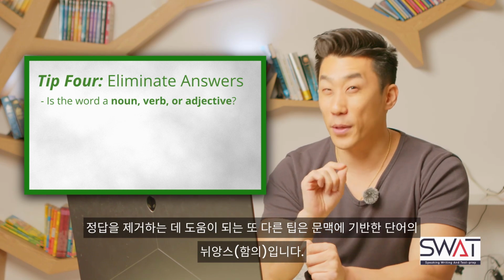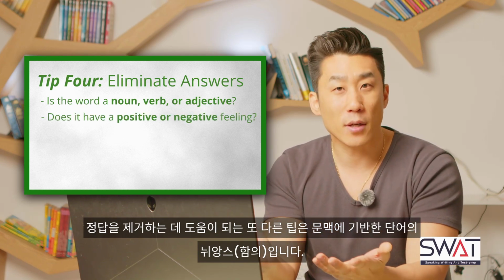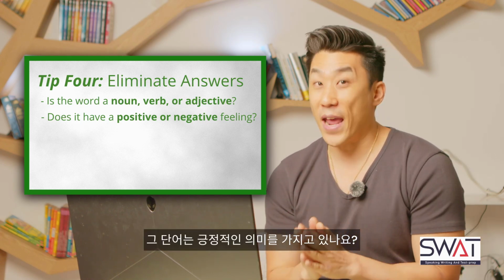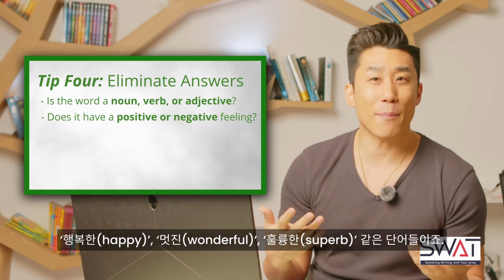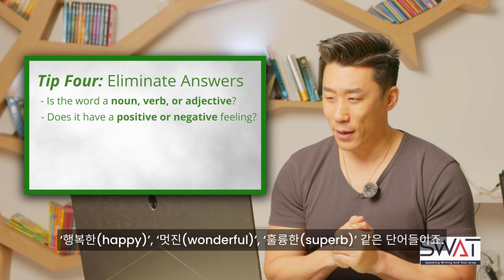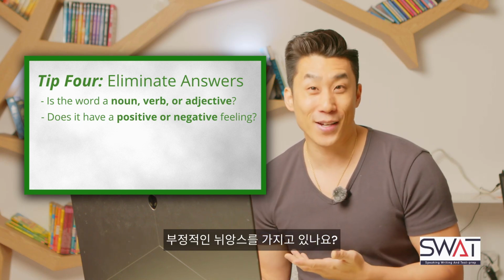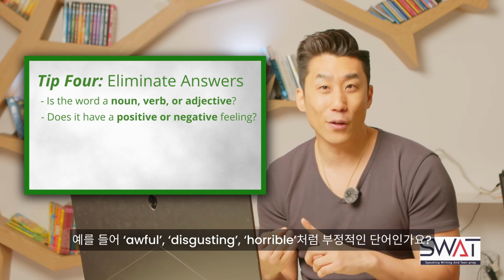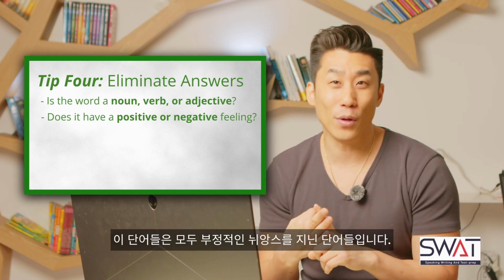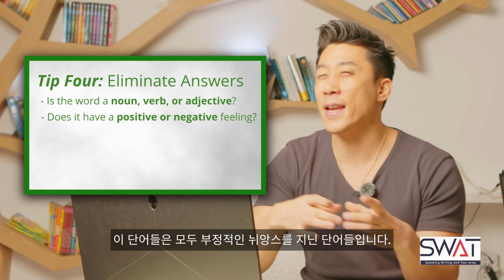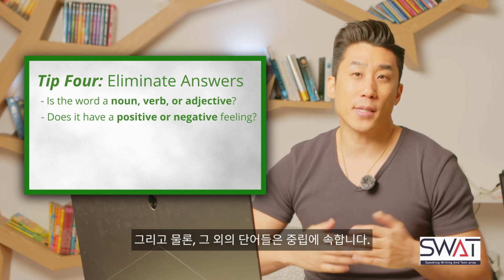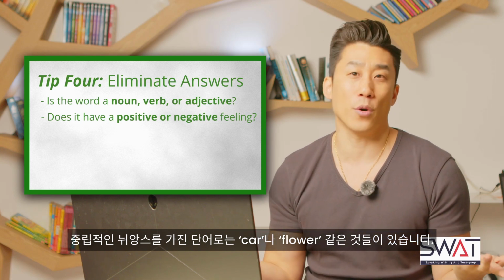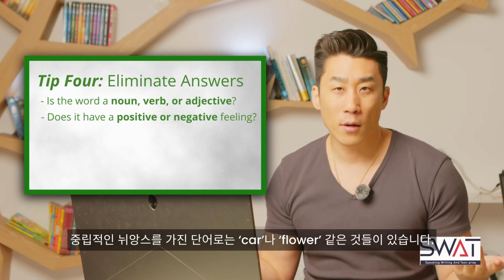Another tip to help eliminate answers is connotation. Based on the context of the sentence, does the word have a positive meaning? Words like happy or wonderful or superb. Does it have a negative connotation? Is the word something negative? Like, for example, awful or disgusting or horrible. These are all words that have a negative connotation. And then, of course, any other word falls under neutral. The neutral connotation are words like, I don't know, car or flower.